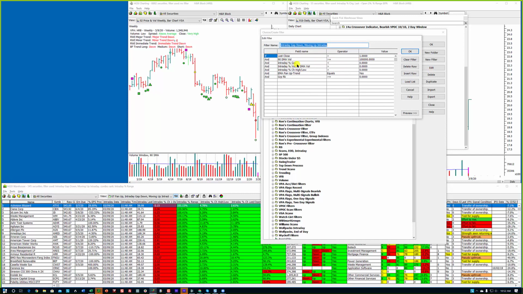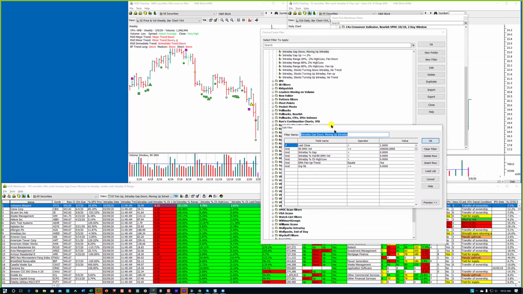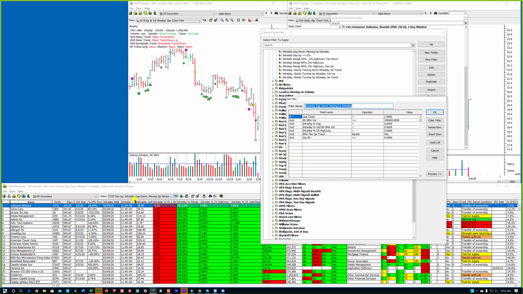Last close and so on. Intraday gap less than 0. So what's in it? What's the name of this? It's right here. Fan up, intraday gap down, moving up intraday. So it gapped down less than 0. The percent volume to the 90-day moving average volume is above normal. The intraday high divided by the low is greater than 0. Same thing as that other filter that I just showed you.